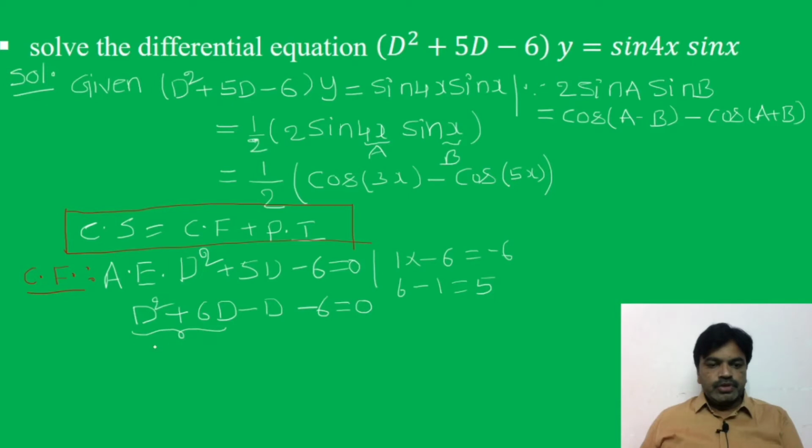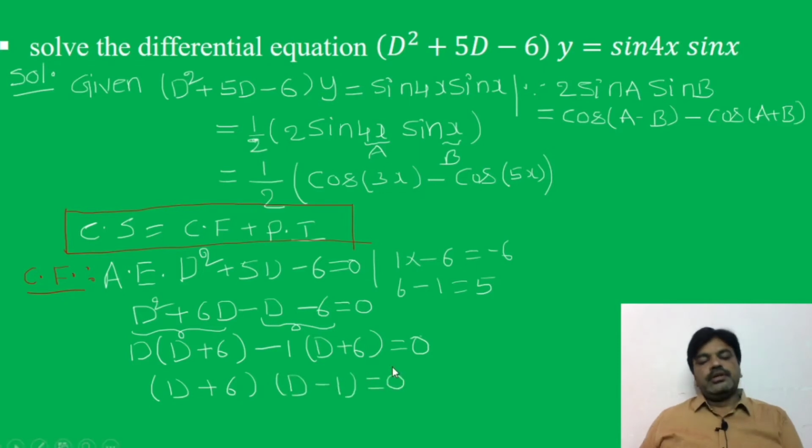Now from these two terms we can take D in common. So we get D plus 6. From these two terms we can take minus 1 in common. So we get D plus 6 equals 0. Now from the entire expression we can take D plus 6 in common. So we get (D plus 6) into (D minus 1) equals 0.